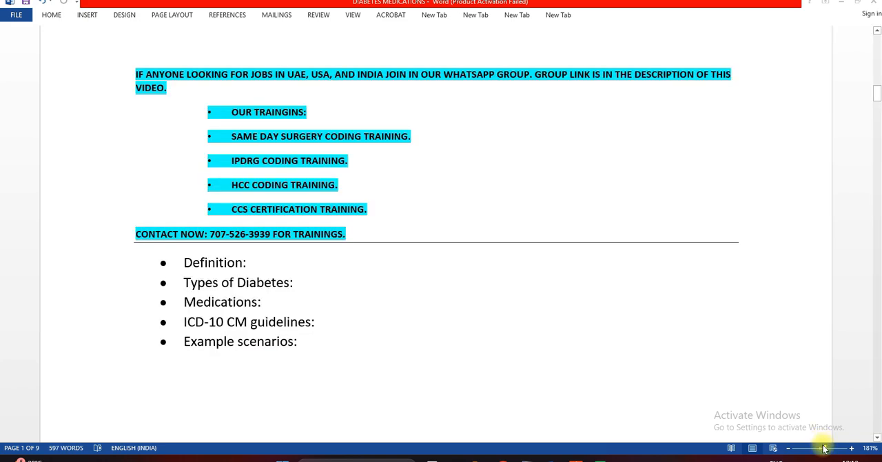So in this session, first we will see the definition: what is diabetes mellitus? Next we will see types of diabetes. Next we will see what the long-term medications are, as well as their codes. And also we will see a few ICD-10-CM guidelines related to long-term use of diabetic medications. And at last we will see example scenarios related to our session.